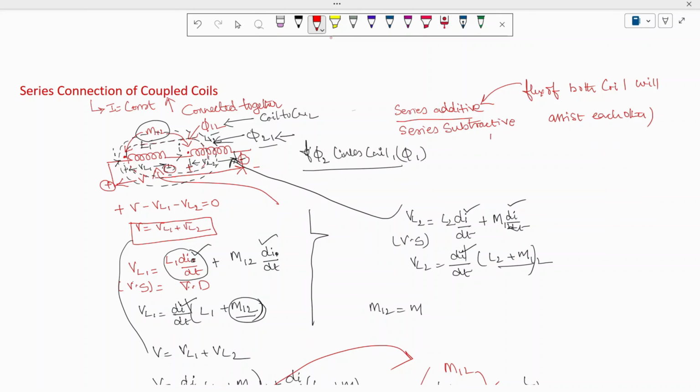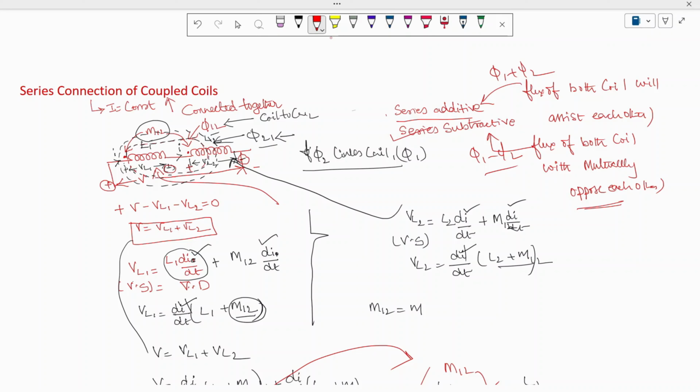So here in series subtractive, the flux of both coils will mutually oppose each other. So this is like addition of flux, phi 1 plus phi 2. Here it is phi 1 minus phi 2, which is called the opposition of flux, which is called series subtractive. This is called addition of flux. So this is called series additive, and this is called series subtractive of fluxes.